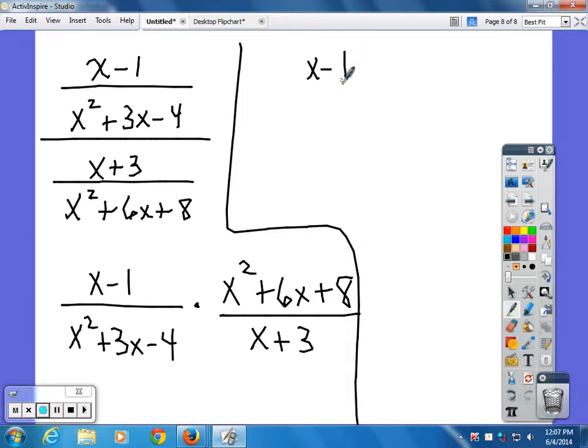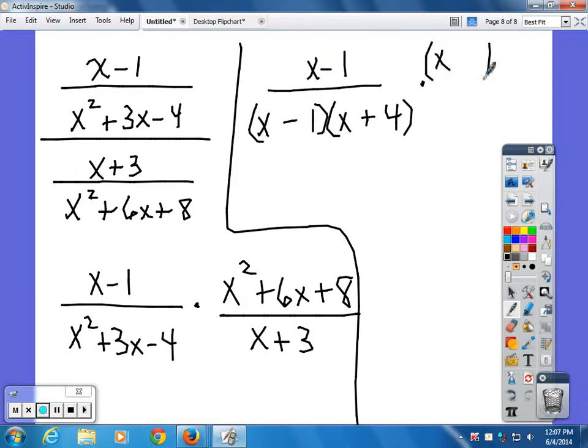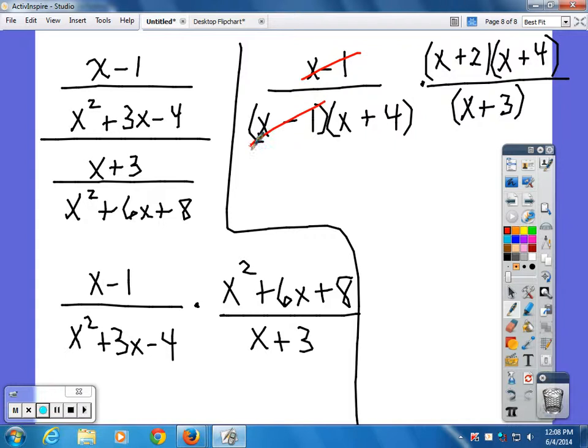x minus 1 over, what's that going to be? A positive 4 and a negative 1, times x, and 2 and 4. Now what? Well, we have multiplication, so we can cross out, cancel, reduce, whatever you want to call it. And looks like to me, this can cancel with this, and this can cancel with this. And what's your final answer?